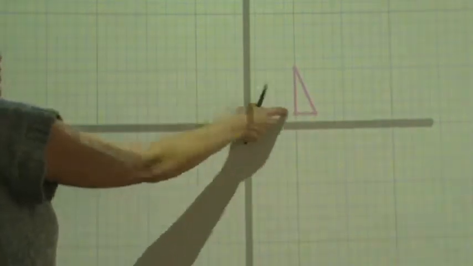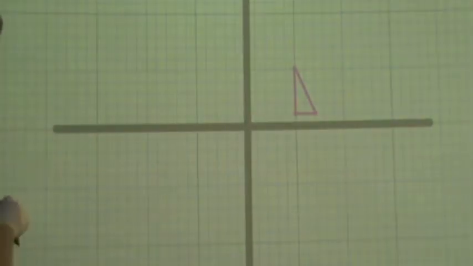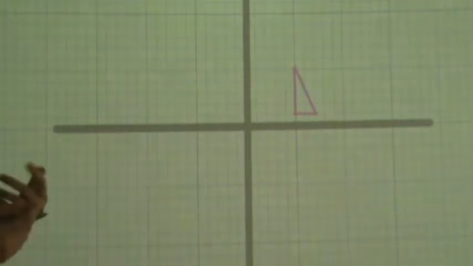So I want it to end up, it's going to end up over here in the second quadrant. All right? So I want you to try that. Go ahead and pause and see what you come up with. All right? Now I'm going to try it.